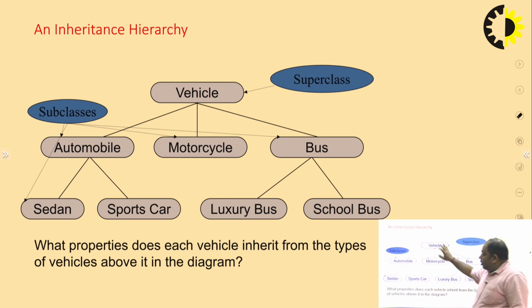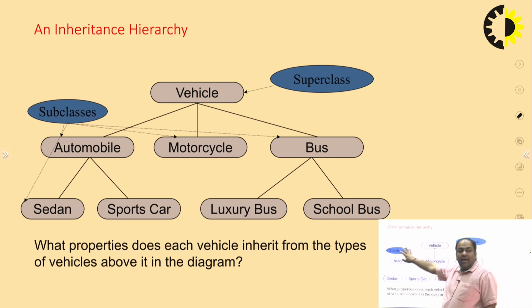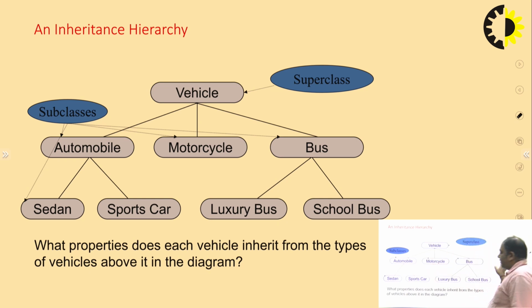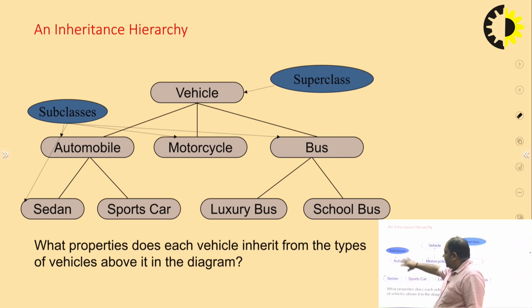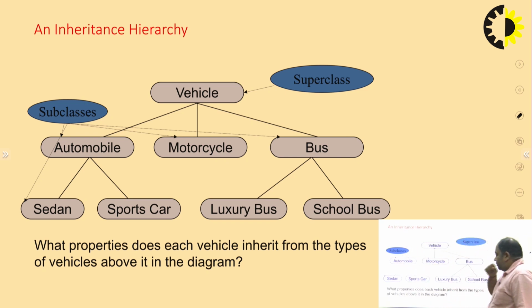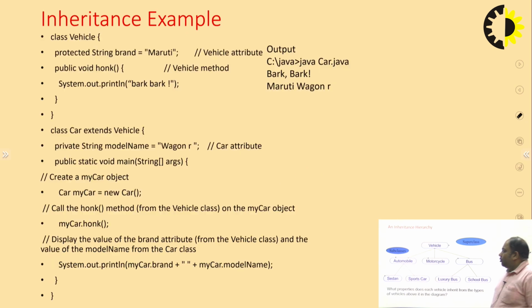So all the cars which are under the superclass of vehicle can be in the automobile, which defines the type of cars, motorcycles and type of buses. So the type of buses can be clubbed into bus, type of cars can be clubbed into automobile, and okay. Now it is understood in terms of the program.